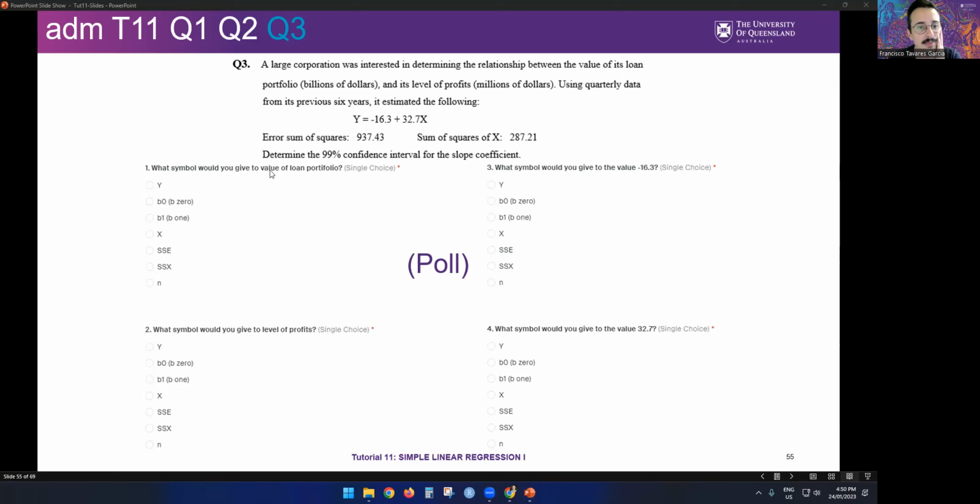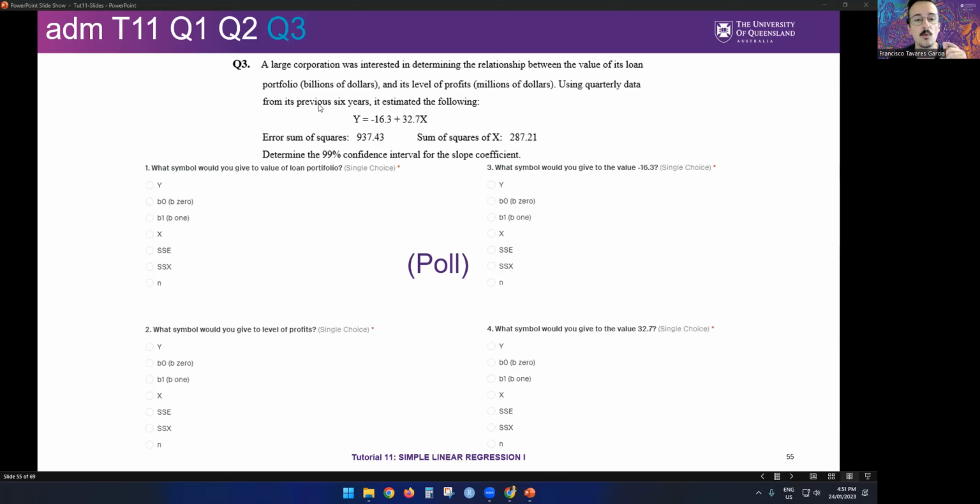So let's think about the value of the loan portfolio. Is it a Y? Is it a beta 0? A B0? Is it a B1? Or is it X or SSE, SSX, or N? I gave you a lot of options, but the easiest ones, you will see the values in the equation already. So for minus 16.3 and for 32.7, it's pretty clear what they are about, which one you are using for the standard simple linear regression. So it will be pretty easy to find which values to give to these two. These other two can be a little bit more confusing.